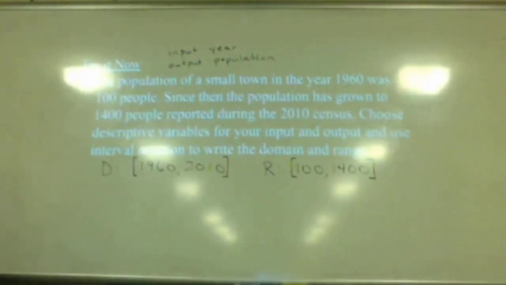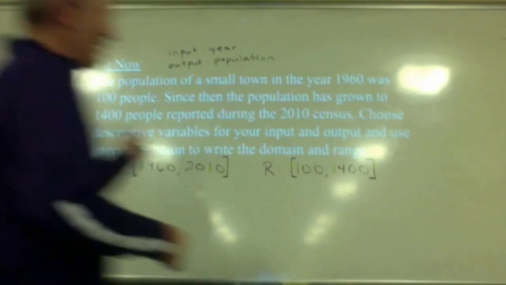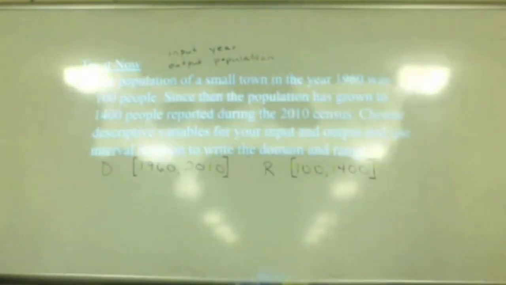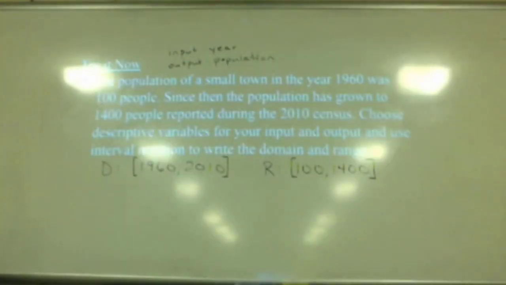We weren't saying it was less than 1,400. We're saying at this point it was equal to 1,400. Does that make sense? Equal to means bracket. So that's how we would do that. That's how we represent these things with interval notation. Questions there?